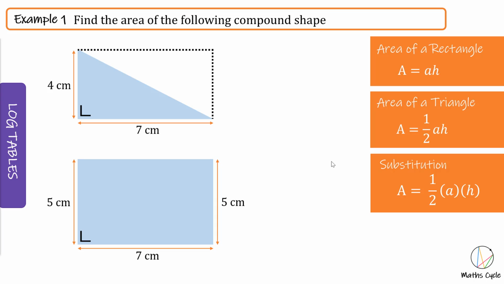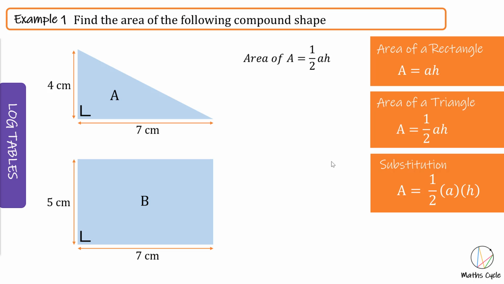we need to label the two shapes A and B. We will get the area of A and B separately, then add the areas to find the full area of our compound shape. So area A equals half ah. Now always write your formula as attempt marks are frequently awarded for it. So now sub in 7 for base a and sub in 4 for the perpendicular height h.